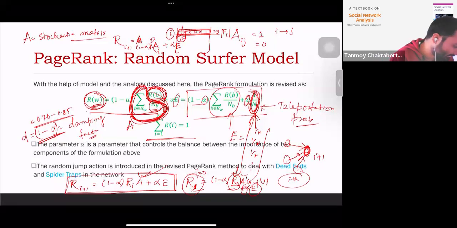Okay. Now this is PageRank. So in the book, you will see that an example of PageRank calculation is also given. So you can refer to this for more discussions.